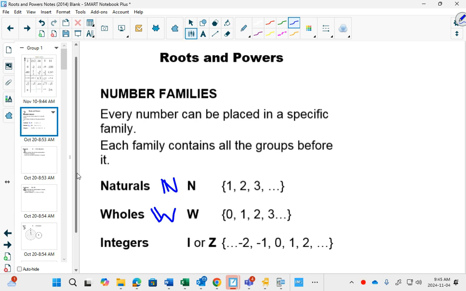Then we get to our integers, and as you get into higher level math, the symbol is a Z, and that Z comes from the German word Zahlen, which means number. But integers include all of the whole numbers, see the 0, 1, 2, 3, but then includes the negative numbers. We need to include negative numbers for different types of math. Like when you talk about temperature, sometimes in winter the temperature goes to -15, then you have a negative number involved there.